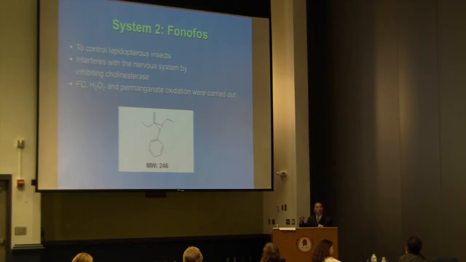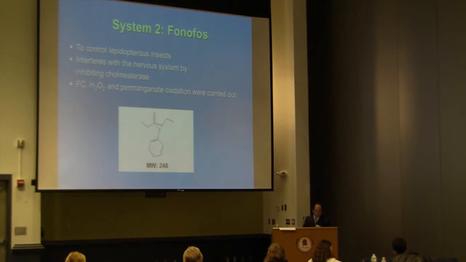The second compound that we studied is phorate. This is another pesticide, and it will also impact the nervous system of human beings. However, for this compound, we didn't perform all the oxidations. We only picked free chlorine, hydrogen peroxide, and permanganate oxidation, and also hydrolysis, as we will discuss later in detail.